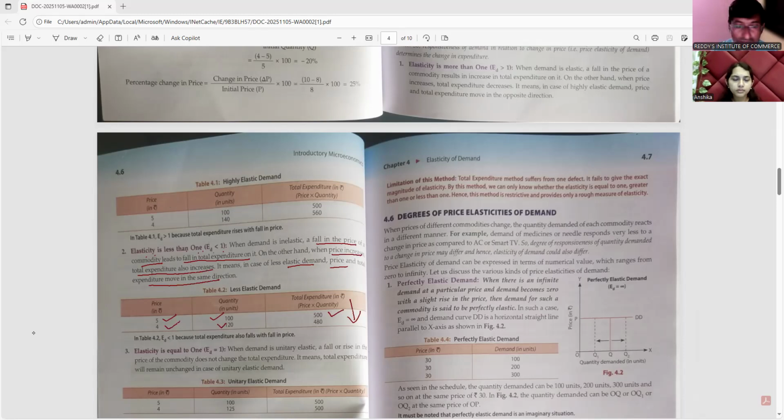Now, what is the third situation? Elasticity is equal to 1. ED is equal to 1. How? When demand is unitary elastic, that is, a fall or rise in the price of the commodity does not change the total expenditure.